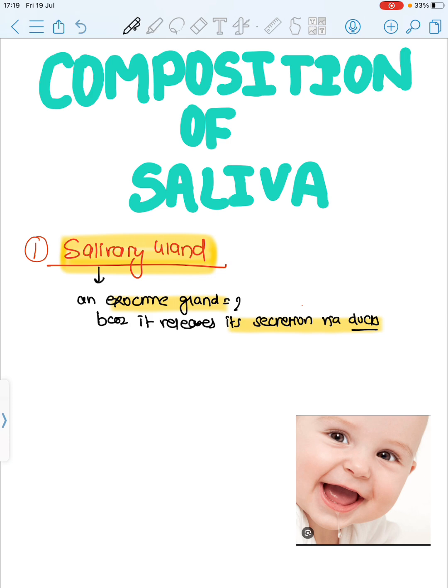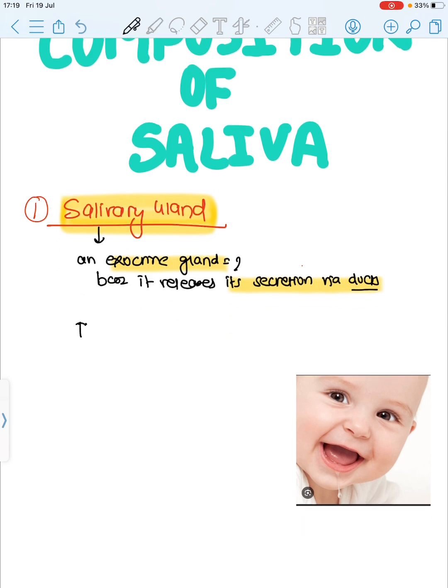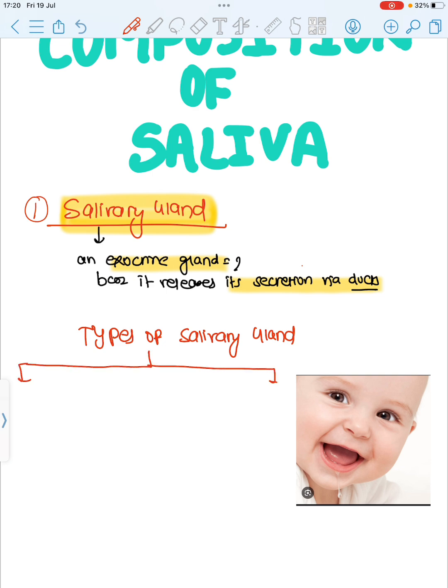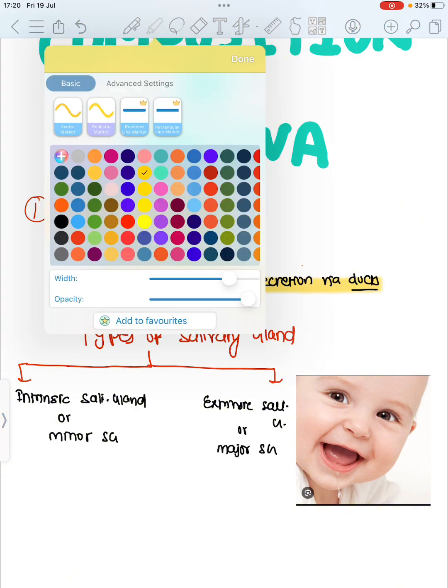Now let's discuss the types of salivary gland. Basically there are two types of salivary gland. First one is intrinsic salivary gland and second one is extrinsic salivary gland. Intrinsic salivary gland is also known as minor salivary gland, and extrinsic salivary gland is also known as major salivary gland. Why is intrinsic known as minor salivary gland and extrinsic known as major salivary gland?